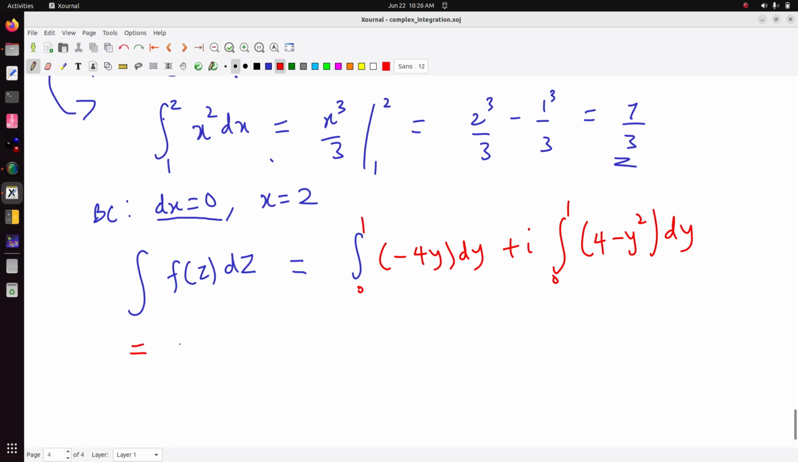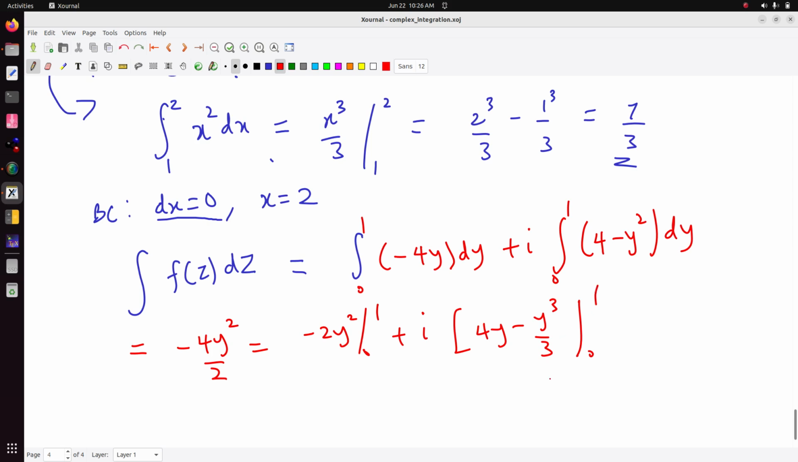Now if you do the integration, you have minus 4y squared over 2, which will be minus 2y squared, from 0 to 1. Then plus i, 4y minus y cubed over 3, again from 0 to 1. And if you do the arithmetic, you obtain minus 2 plus 11 over 3 i.